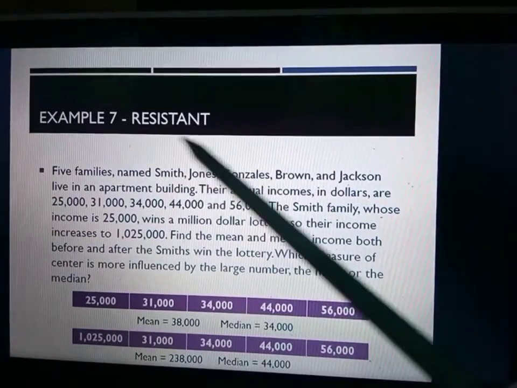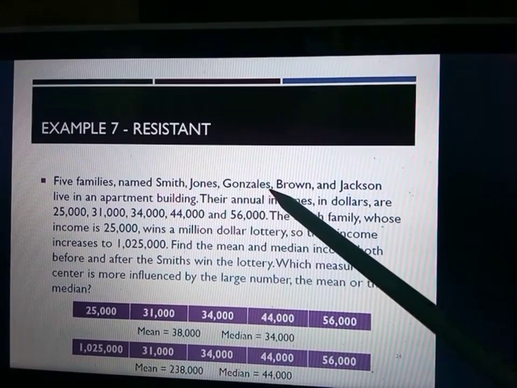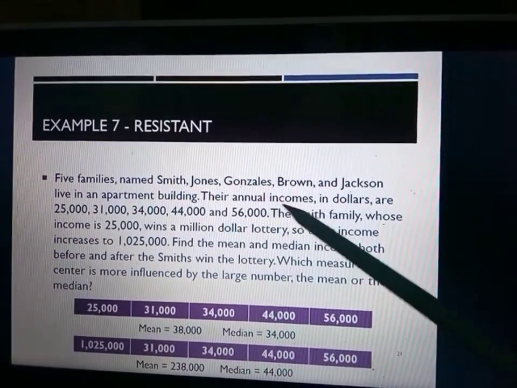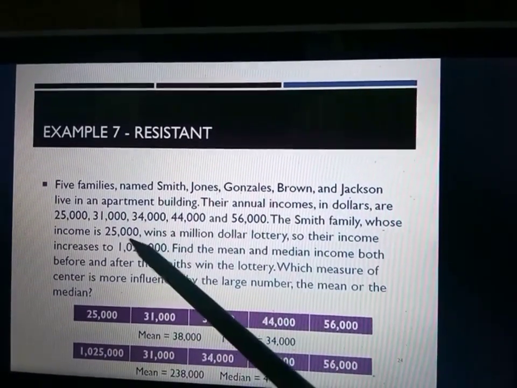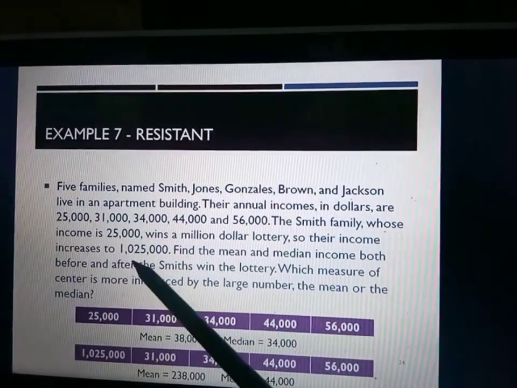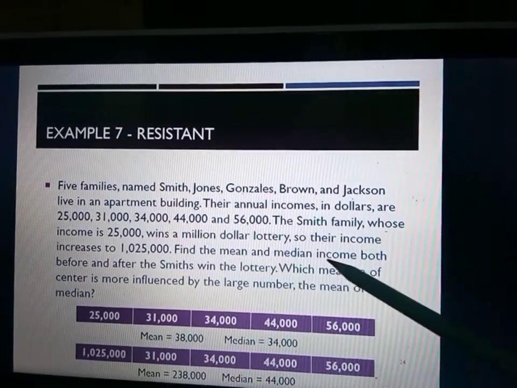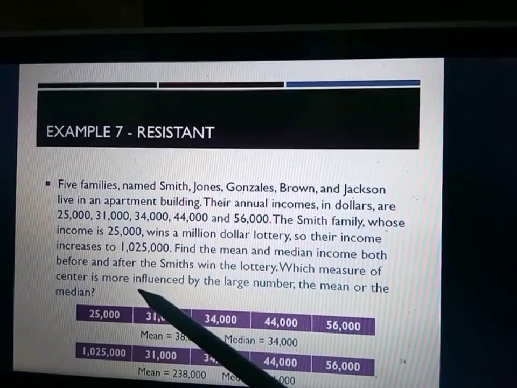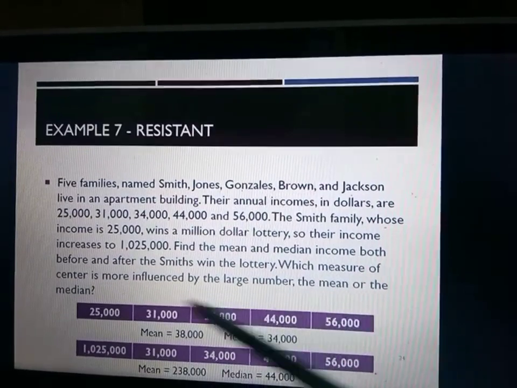Okay, example of resistance. Now, 5 families named Smith, John, Gonzalez, Brown and Jackson live in an apartment building. Their annual incomes in dollars are given. The Smith family, whose income is 25,000, wins a $1 million lottery. So their income increases to 1,025,000. Find the mean and median income both before and after the Smith win the lottery. Which measure of the center is more influenced by the large number? Either the mean or the median.